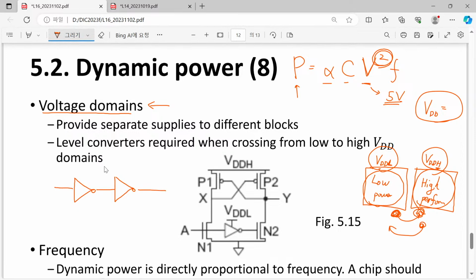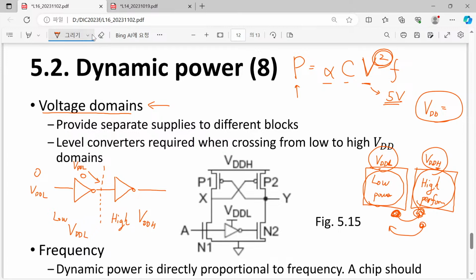Here we have two buffers. However, this is the boundary between low and high voltage, so we have used VDD high and VDD low. Then what will happen? If we have 0 here and VDDL, that drives our intermediate output value to VDDL and 0. Then for this relatively low voltage domain, it's okay.